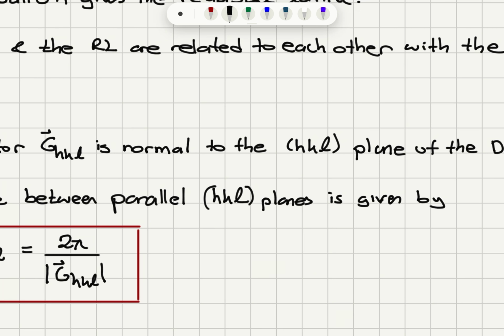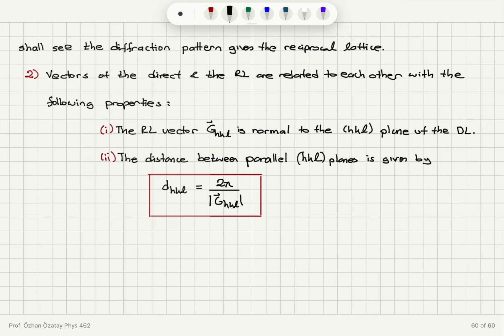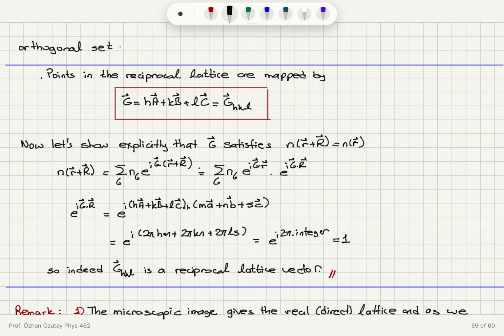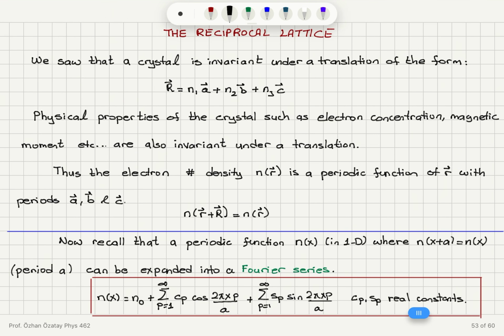The G_HKL reciprocal lattice vector is actually normal to the HKL plane of the direct lattice. And therefore the distance between two parallel HKL planes will be given by 2 pi over the magnitude of the reciprocal lattice vector G_HKL. Okay, so in summary, we talked about the reciprocal lattice.